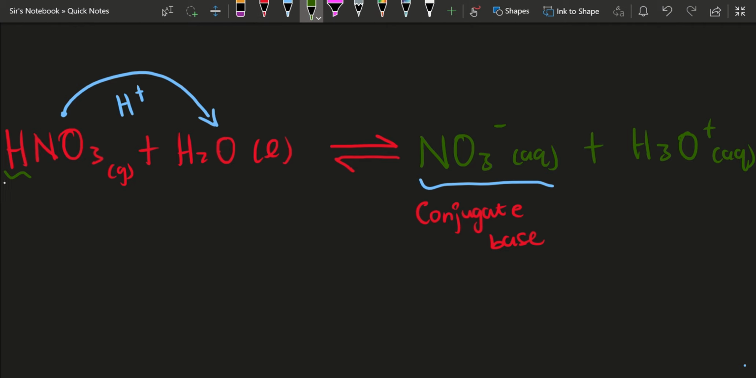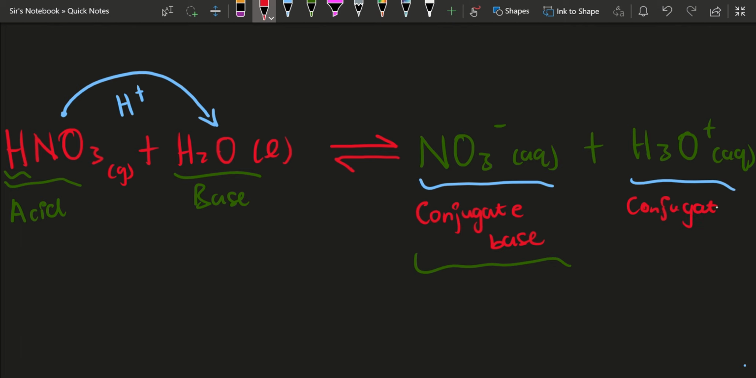In this case, HNO3 was our acid. What does this make the water molecule? The water molecule becomes our base. So it's an acid donating a proton to a base. What does that acid form? A conjugate base. And then it's a base accepting a proton. What does that particular base form? That base will form this guy right here, which is our conjugate acid.